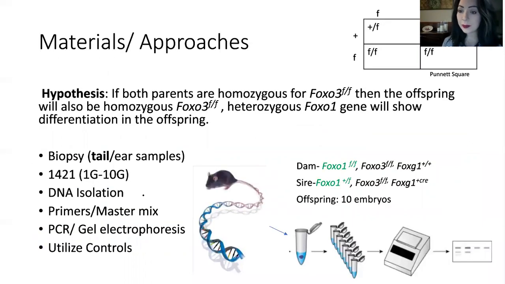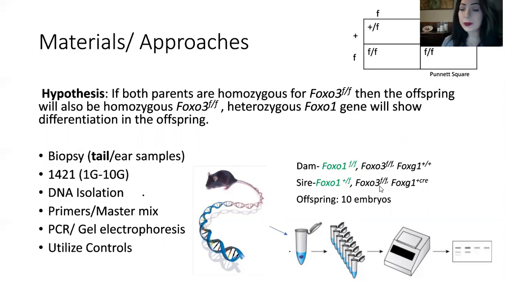In this experiment, we mated 2 mice together and they produced 10 offspring. The mother's genotype is FOXO1 flox, FOXO3 flox, FOXG1 plus. The father is FOXO1 plus flox, FOXO3 flox, FOXG1 plus cre. We could see that they're both homozygous for FOXO3 flox, so right off the bat, we know their offspring are also going to be homozygous for this gene. But we're going to see some differentiation here with the FOXO1, so that's what we're wanting to genotype.